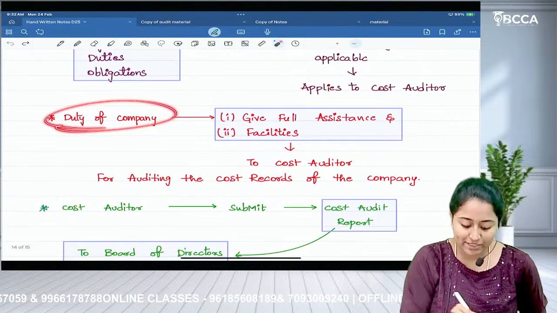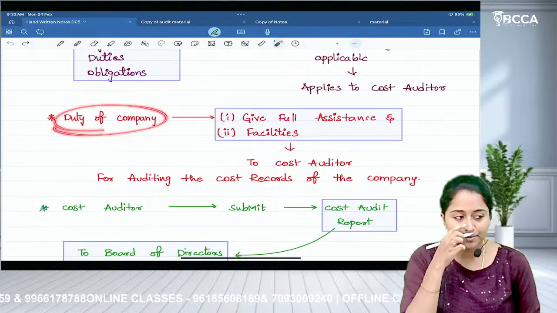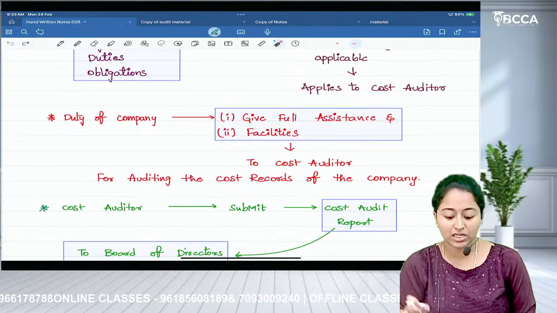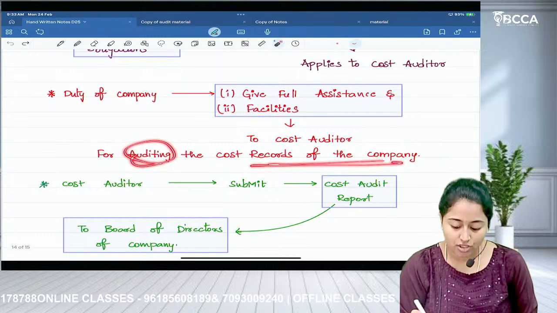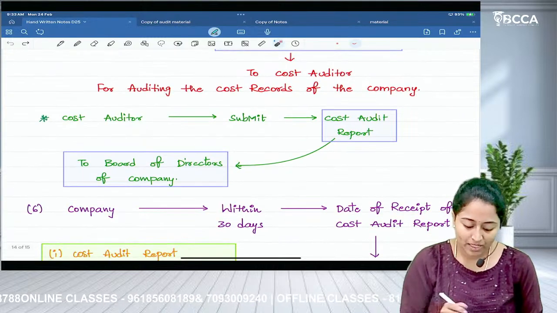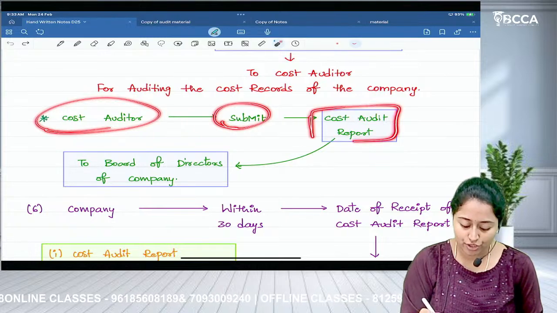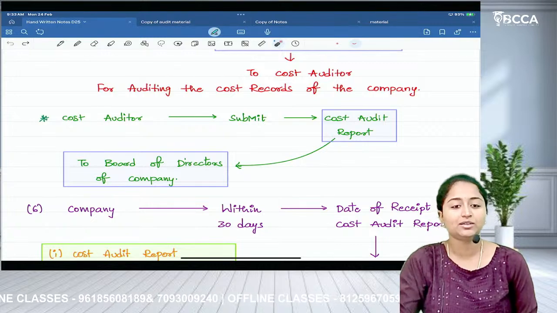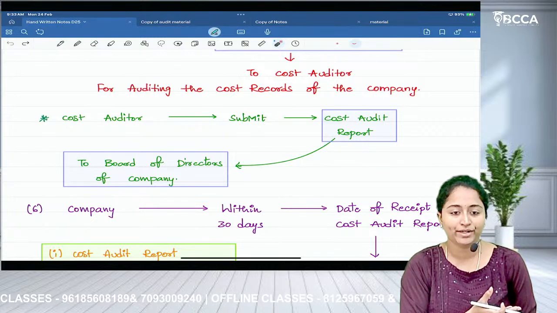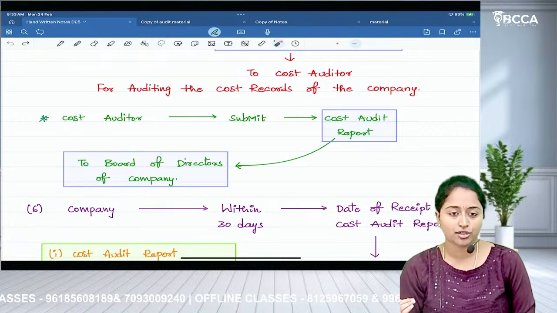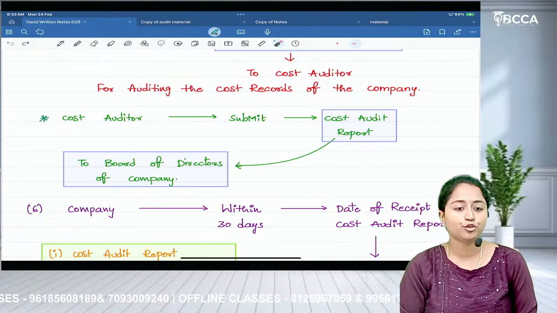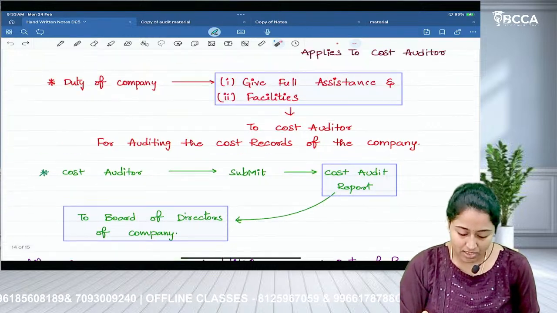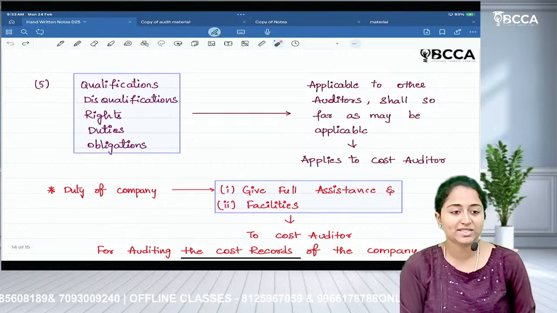Now, what is the duty of the company? If any auditor is coming, then the duty of the company is to give full assistance and full facilities to that particular cost auditor for auditing the cost records of the company. The cost auditor shall submit his cost audit report to the board of directors of the company. Now, who is going to be appointing that cost auditor? The board of directors will appoint. So, they will be the authority for the cost auditor, isn't it? So, after completion of the report also, they have to submit their cost audit report to the board of directors. So, this has been covered under section 148 subsection 5.